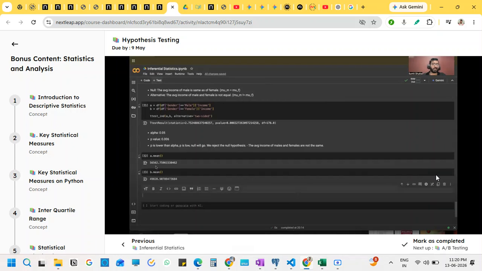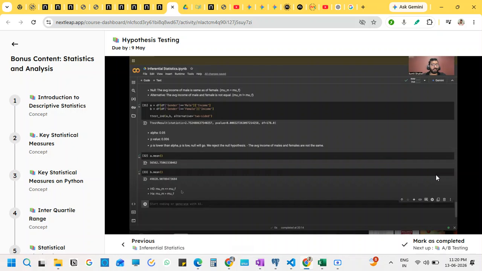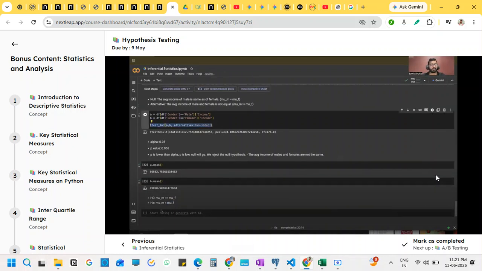So we again have a hypothesis. My alternative hypothesis is that mu m is greater than mu f, whereas the null is mu m is less than or equal to mu f. So let me add some spaces over here. So my alternative is that I'm trying to prove that the average male income is more than the average female income. Null is the opposite of that, right? Now let's copy this, put it over here.